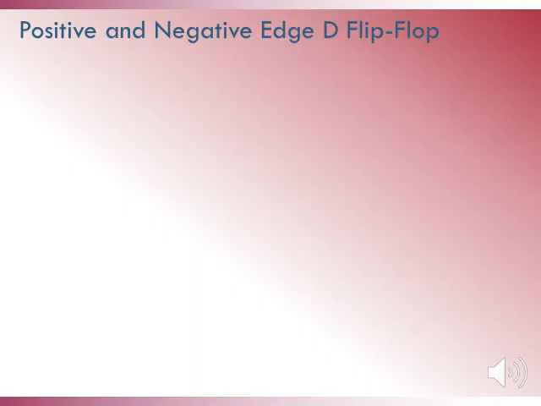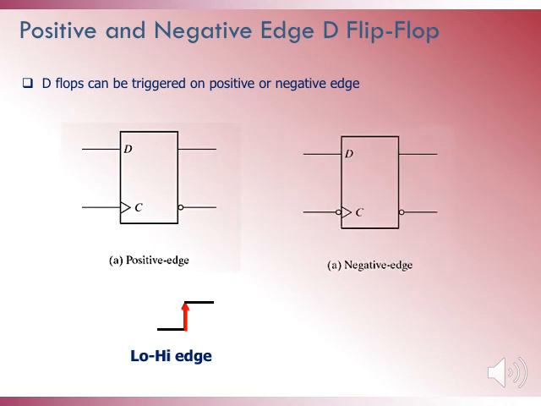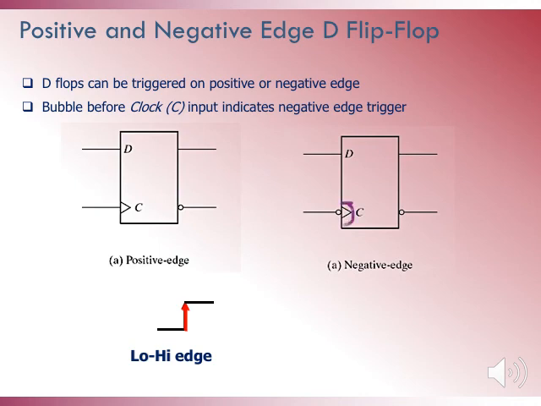D flip-flops are of two types, positive edge triggered and negative edge triggered. So we can say that flip-flops can be triggered on positive or negative clock edges. The first symbol is that of a positive edge triggered D flip-flop, which we have seen earlier also. This is basically triggered by the low to high going edge of the clock pulse. The second type of D flip-flop is that of negative edge triggered, wherein the bubble before the clock input C indicates that this is a negative edge triggered D flip-flop, which is basically triggered by the high to low going edge of the clock pulse.